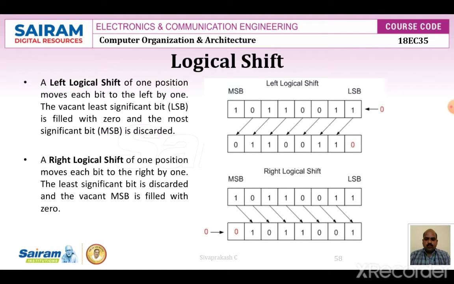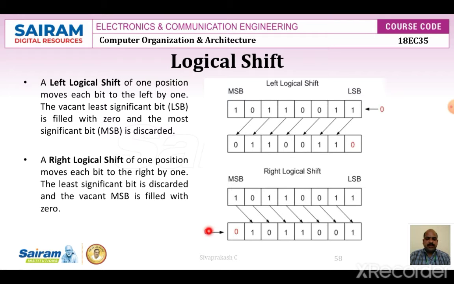Coming to the second one, the right logical shift. The right logical shift does the same operation as the left logical shift, but the direction is towards the right. Each operation moves the bits to the right by 1, the least significant bit is discarded, and the vacant MSB is filled with 0.